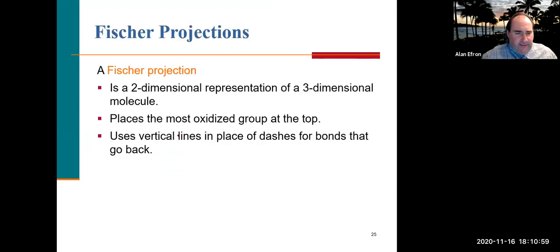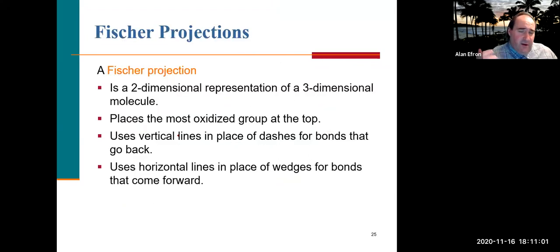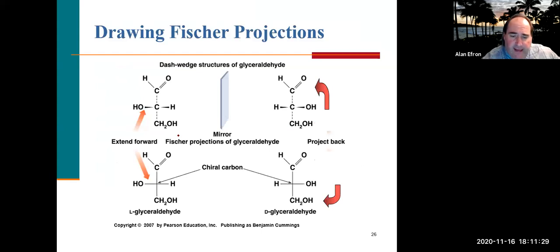So let's talk a little bit about some different ways that we sometimes draw carbohydrates, or just in general. Sometimes Fischer projections are used, and these are sort of two-dimensional representations of a three-dimensional molecule. We typically place the most oxidized group up on top. We use vertical lines and dashes, wedges to show bonds that are coming forward. So here's an example of that as well.